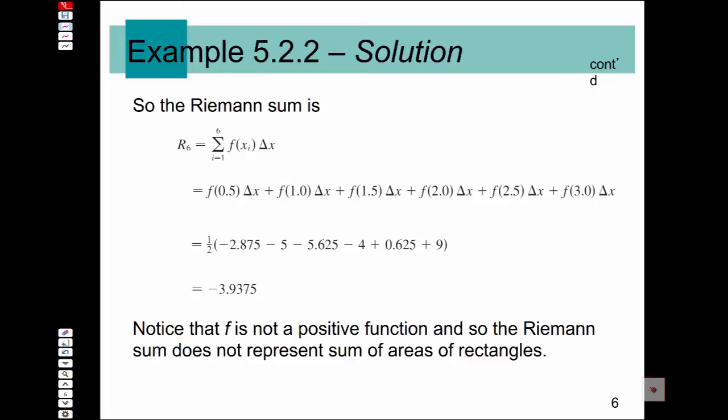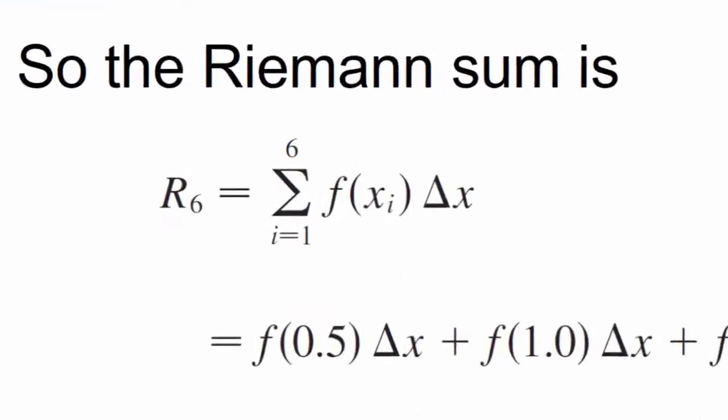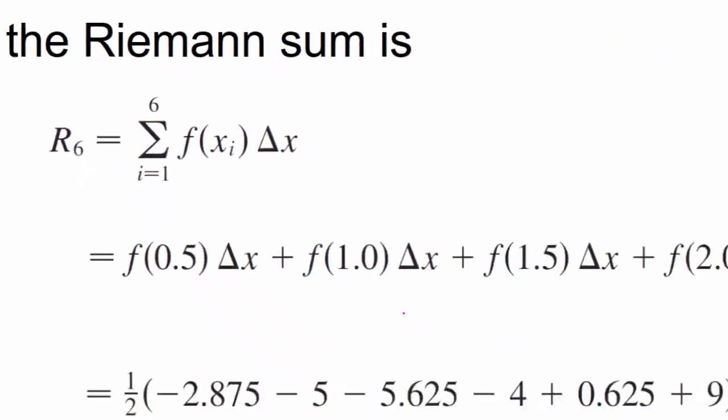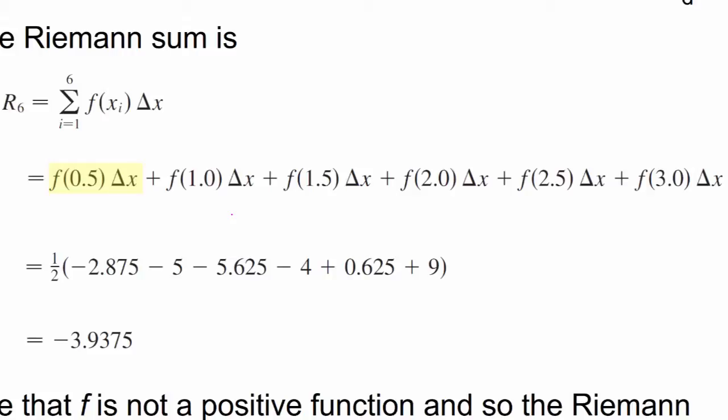Now we need to compute the Riemann sum for these 6 approximating rectangles. That's just the sum as i goes from 1 to 6 of the function f of x evaluated at the right-hand endpoints x_i times the width of each rectangle. Expanding that out, we have f evaluated at 0.5 times delta x plus f evaluated at 1 times delta x plus f evaluated at 1.5 times delta x plus f evaluated at 2 times delta x, and so on.